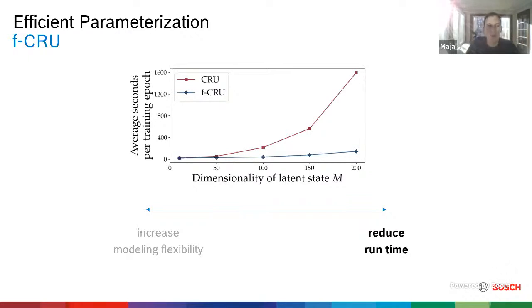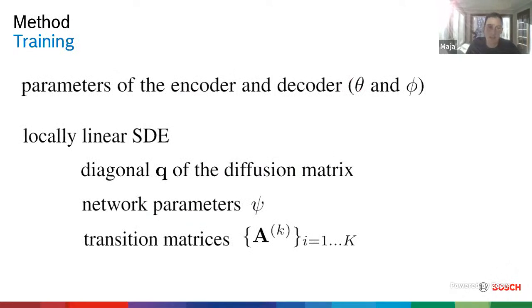Good. So I want to mention how this is trained. I'm mentioning this because sometimes for Kalman filters, people assume that the dynamics are fixed, but no. So we have the following parameters: the parameters of the encoder and the decoder. And then for the locally linear SDE, we only train the following parameters: the diagonal Q of the diffusion matrix of the Brownian motion, the network's parameter phi for producing the mixing coefficients for the locally linear model, and finally, the transition matrices A_k.